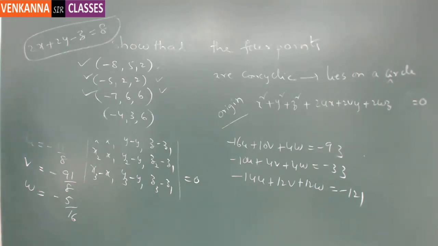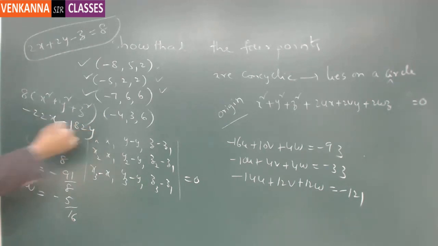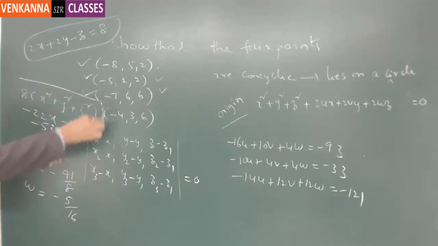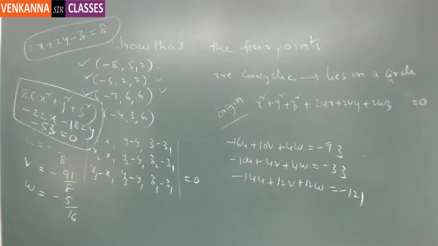So the sphere equation, which you will get it as eight into x square plus y square plus z square minus 22x minus 182y minus 5z equal to 0. So you can check that the fourth point minus 436 will be satisfied by the sphere equation.